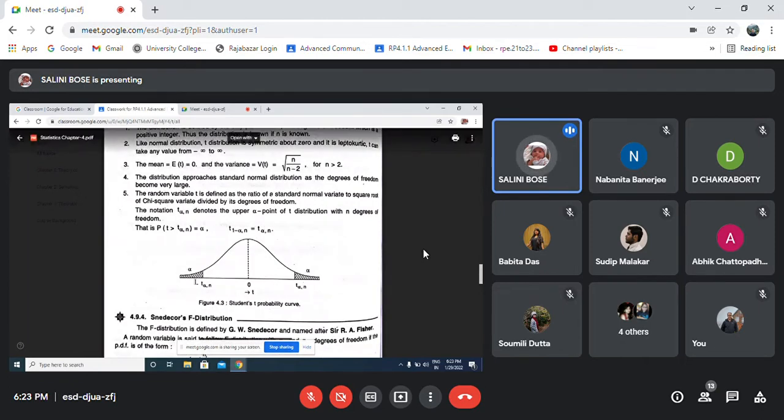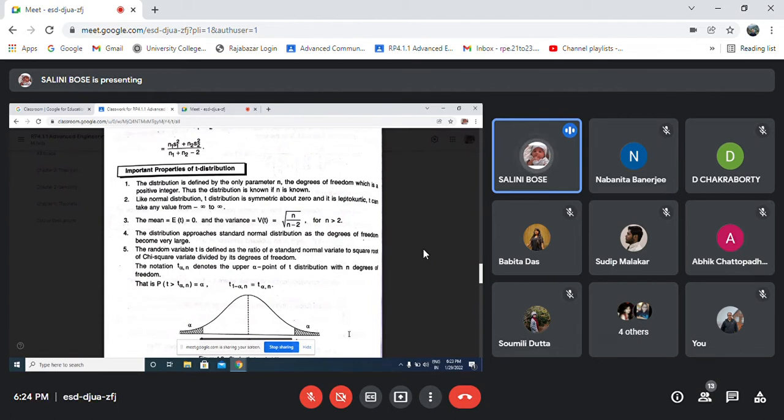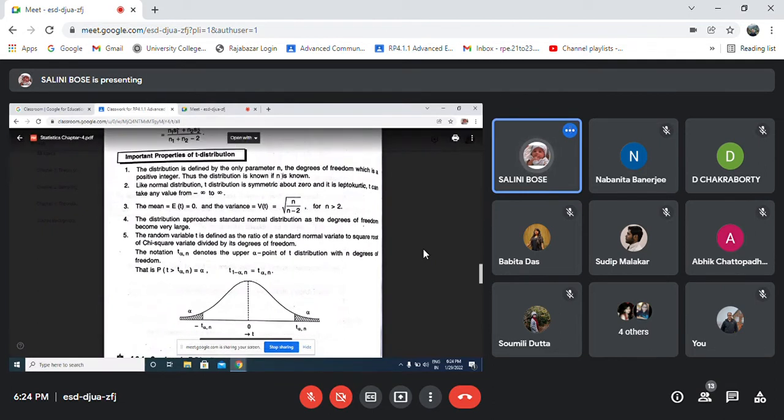And it is leptokurtic. Just see the structure, leptokurtic. And t can take any value from minus infinity to plus infinity. It will not touch the x-axis. The range will be from minus infinity to plus infinity, but without touching the x-axis. And the mean of t is 0. The expected value of t is 0 and the variance of t is n by n minus 2. This derivation is not required. Just remember the variance of t is n by n minus 2 for n greater than 2.